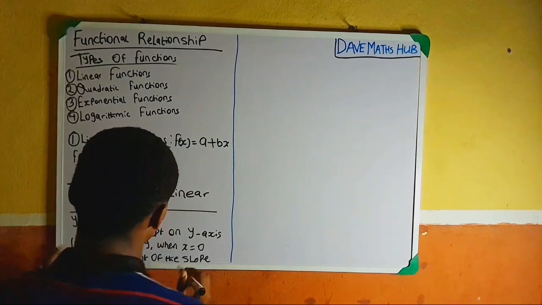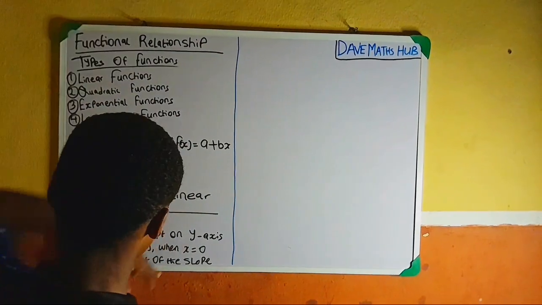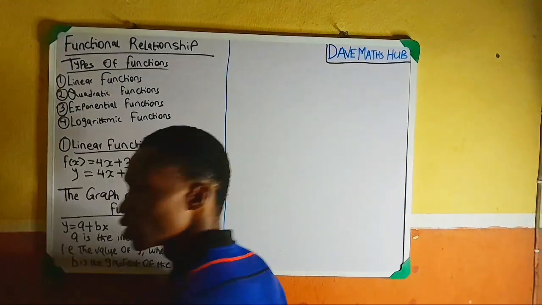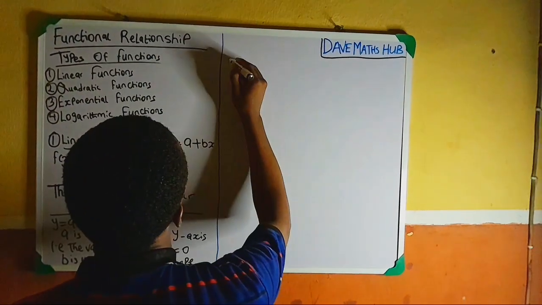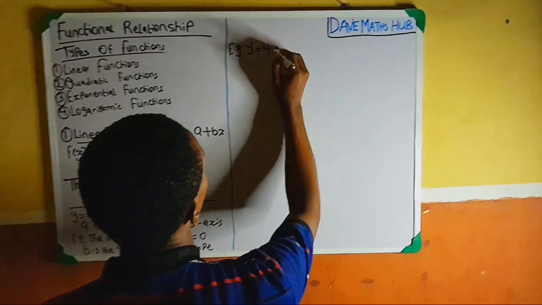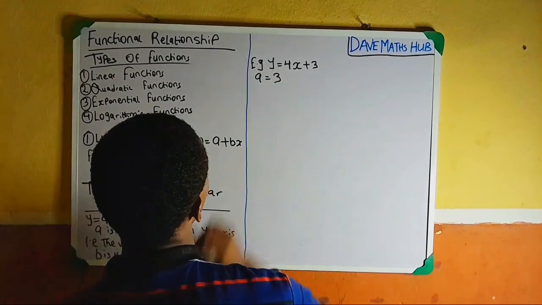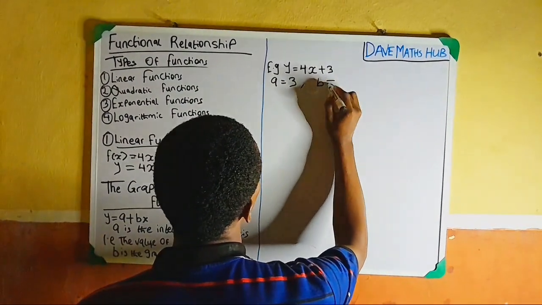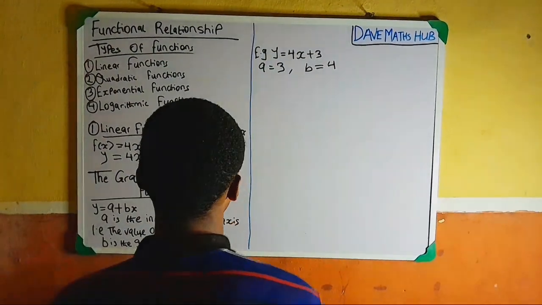So the gradient of the slope shows us the increase in y when there's a unit increase in x, which can be positive or negative. So let's use this example, e.g. y equals 4x plus 3. a equals 3, which is the intercept, and b equals 4, which is the gradient of the slope.